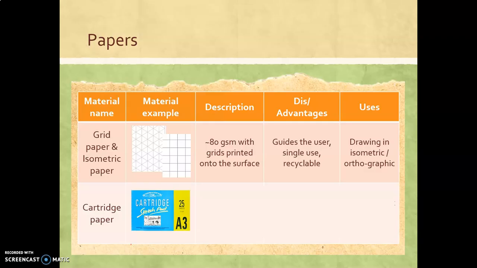Next, we have cartridge paper. If you are doing GCSE art, if you're an artist, you will be very familiar with this. It is what pretty much all sketch pads are made from. It's about 150 GSM. It's very high quality, heavy paper.